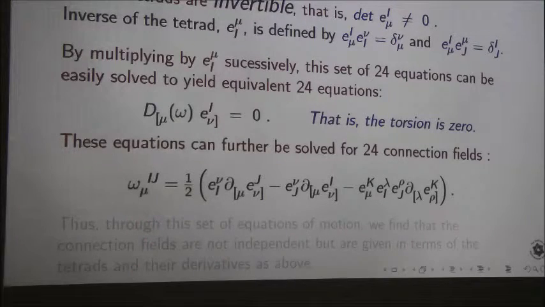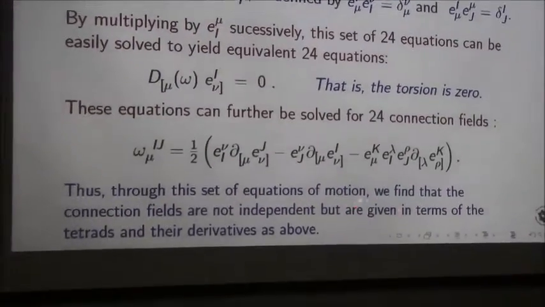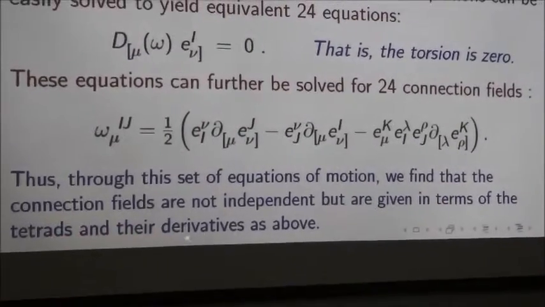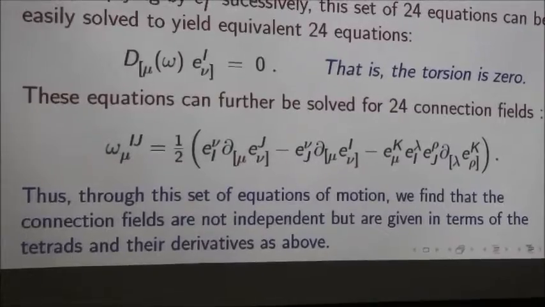So to repeat, we find that through this set of equations of motion, the connection fields are not independent but are given in terms of the tetrads and their derivatives. Only in the absence of fermion matter.